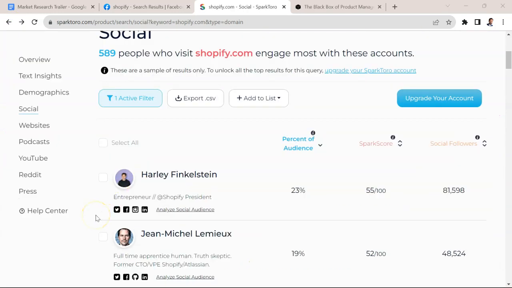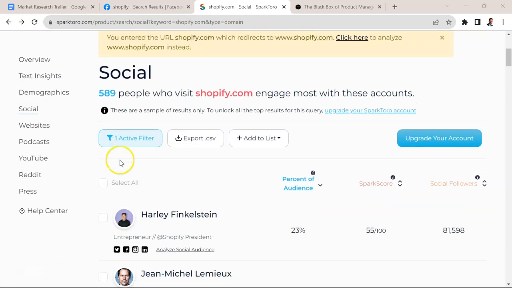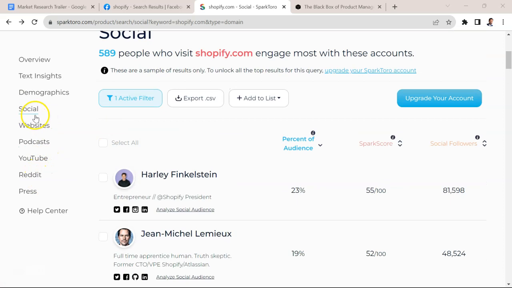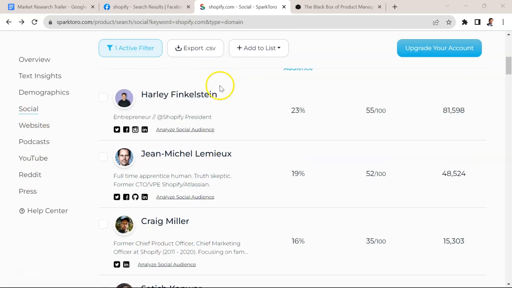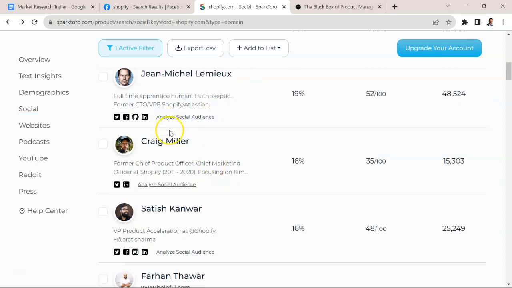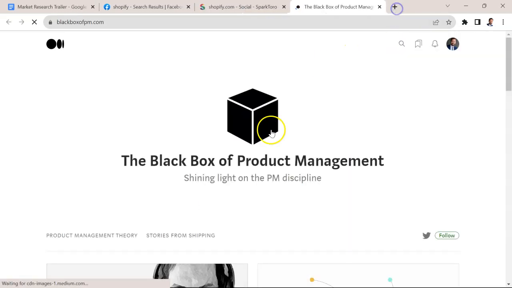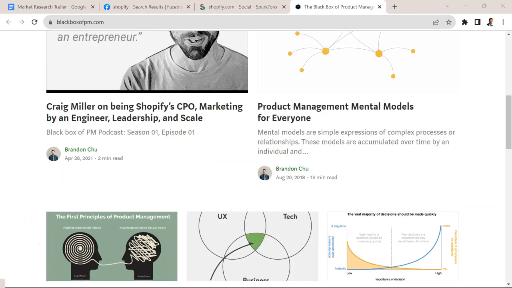So on Shopify, we're able to break apart the different types of influencers, based on their social accounts, their websites, their podcasts, their YouTubes, their Reddit, etc. As an example, if we go down to social, I'm going to ignore some of the top ones because they're going to be things like the president at Shopify, not likely to respond to me unless I'm very, very aggressive. So what I'm going to do is go to this person's website. And we can see that he's running this blog on Medium.